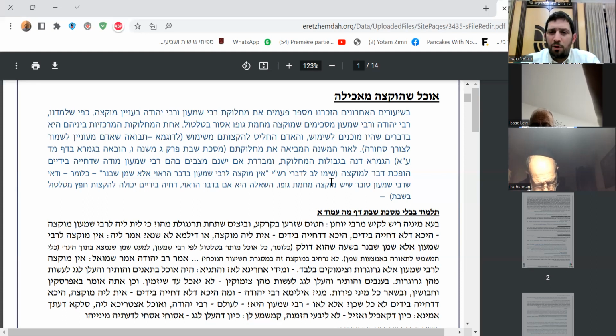The most basic muktze is something that's not a kli and not food, and I keep on trying to translate and explain what the word kli means in this context. And now, luckily, we're done with that. We're moving on to food. It's always fun to talk about food, but this raises an important question of what is the sugya of food.